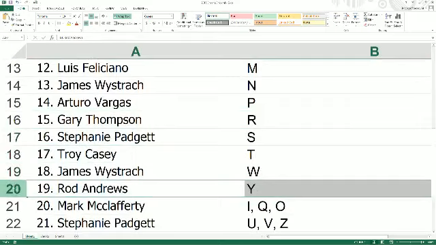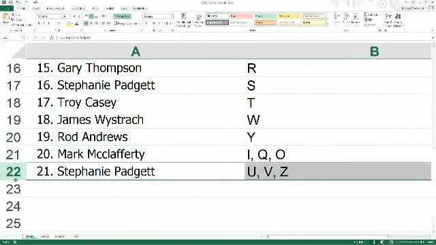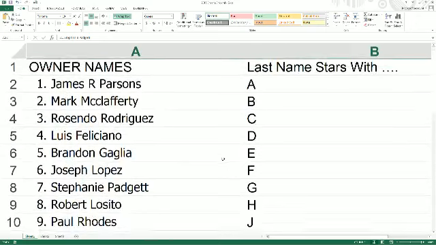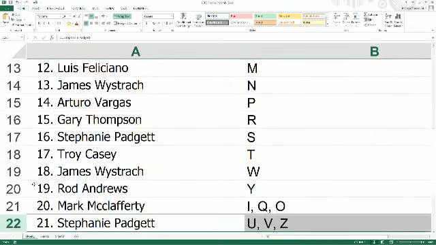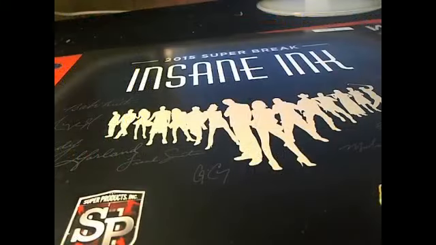James W., W., Rod A., the letter Y. Mark M., you own I, Q, and O. And Stephanie P., you have U, V, and Z. So that is our list of owners with their letters. And so good luck to all of you as we look forward to what might be coming out and what could come out, what is going to come out of Insane Inc.